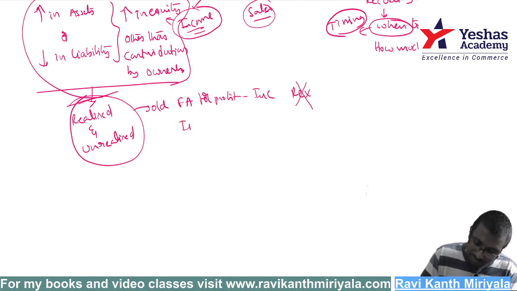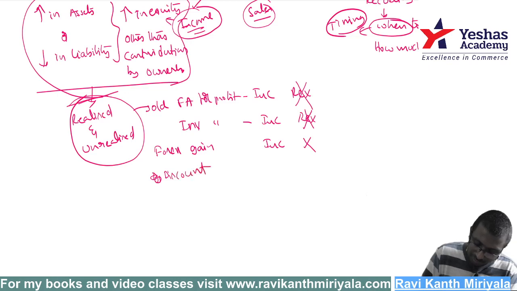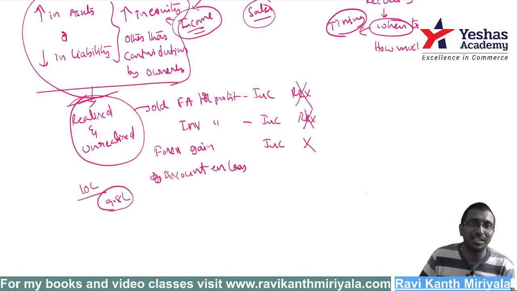We sold an investment for profit. Is it income? Yes. But is it revenue? No. Say we have a forex fluctuation gain. Is it income? Yes. But is it revenue? No. Got my point? We got some discount on loan settlement. The loan I am supposed to pay is actually 10 lakh rupees. I bargained and settled it for only 9.8 lakh rupees. Means 20,000 rupees, is it a gain or not? Yes. Is it income? Yes. But is it revenue? No.